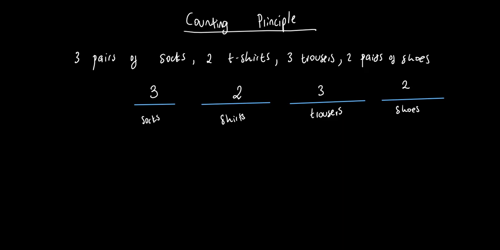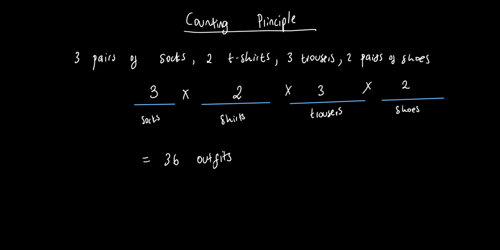Good people, when you multiply all of these, you get the number of ways in which you can wear all of them without repeating an outfit. So 3 times 2 is 6, 6 times 3 is 18, and 18 times 2 is 36. So I have 36 outfits from only this. Guys, this means I can go a whole month without repeating an outfit by just using probability.